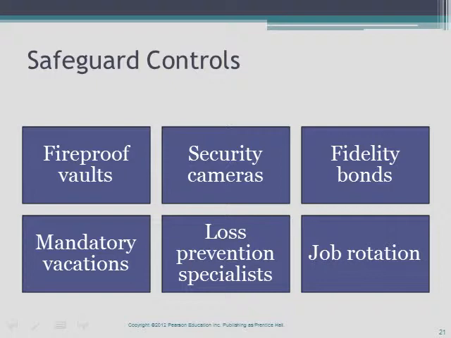Businesses keep important documents in fireproof vaults. Burglar alarms safeguard buildings, and security cameras safeguard other property. Loss prevention specialists train employees to spot suspicious activities. Employees who handle cash are in a tempting position. Many businesses purchase fidelity bonds on cashiers. The bond is an insurance policy that reimburses the company for any losses due to employee theft. Before issuing a fidelity bond, the insurance company investigates an employee's background.